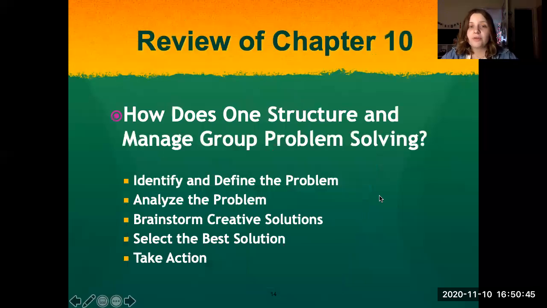So we went over how one structures and manages group problem solving. Again, these are the 5 steps of the Dewey problem solving report: identify and define the problem, analyze the problem, brainstorm creative solutions, select the best solution, and then take action.